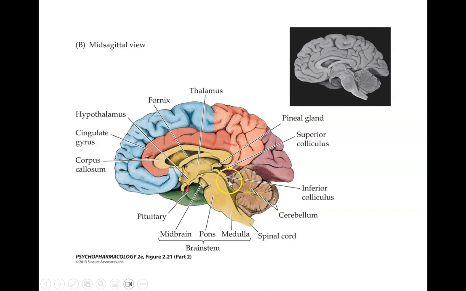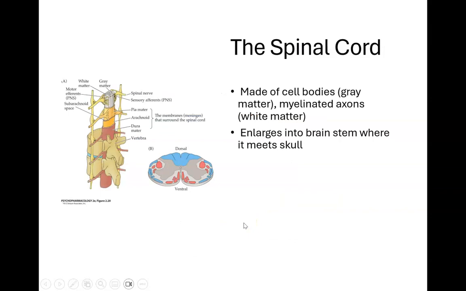You can see the colliculi of the midbrain. You can see the cerebellum, and again, the breakdown of the midbrain, the pons, and the medulla into the spinal cord. So the spinal cord is made up of cell bodies and myelinated axons. What's interesting is that when we talk about the brain, gray matter tends to be on the outside. Myelinated axons, that white matter, tend to be on the interior of the brain. This is reversed in the spinal cord.